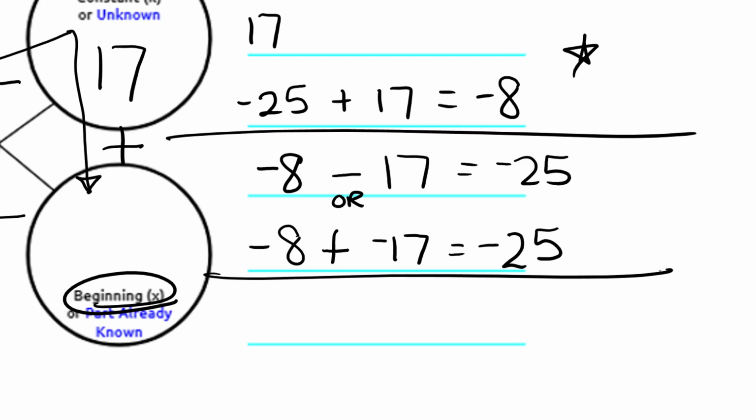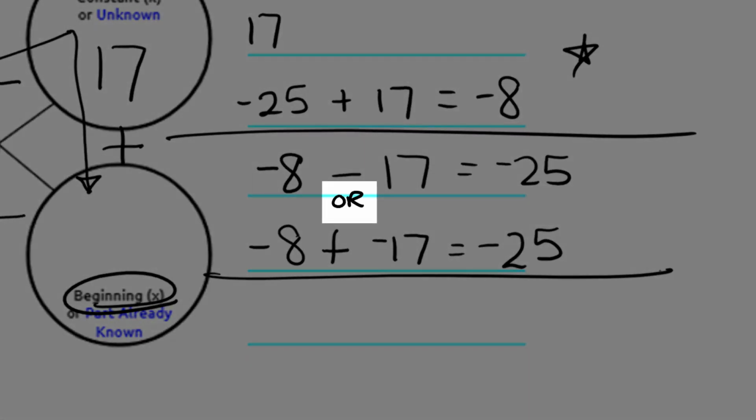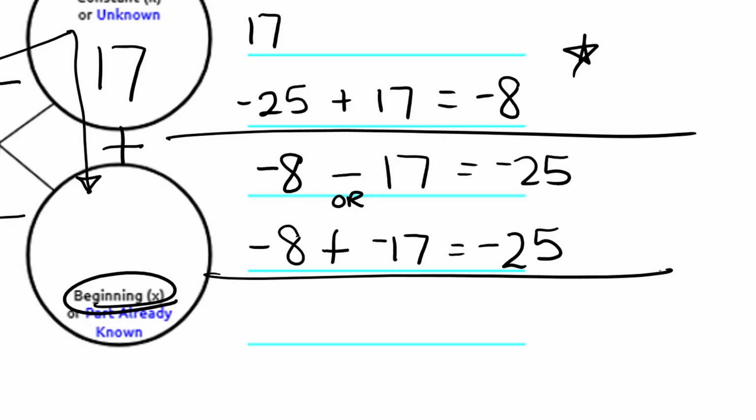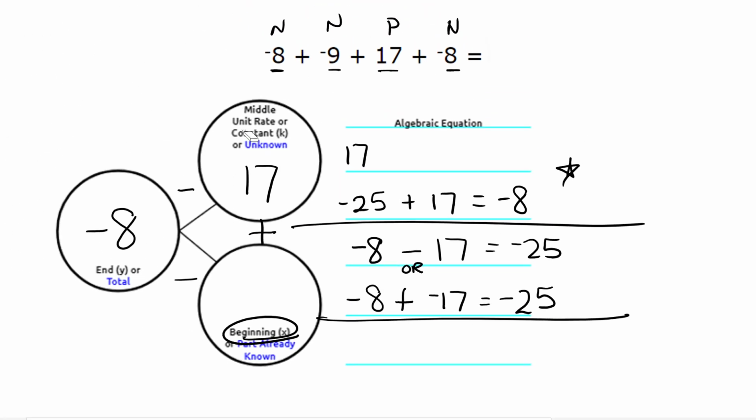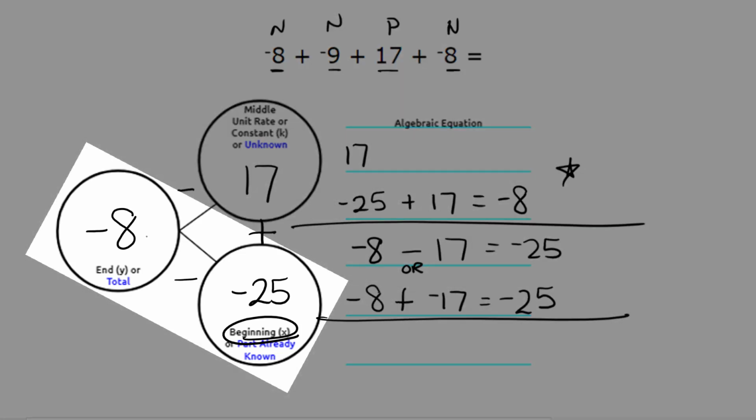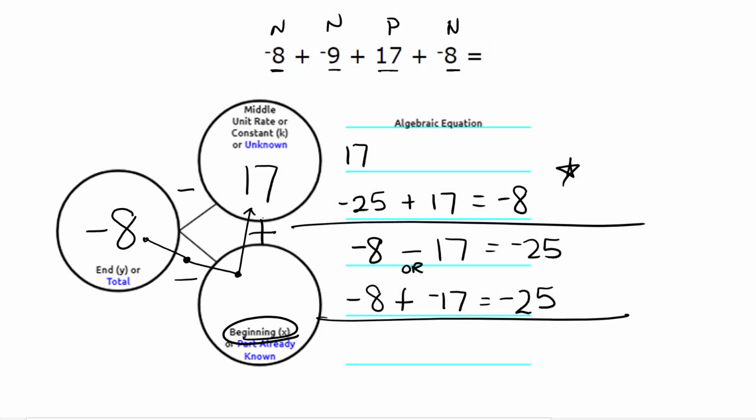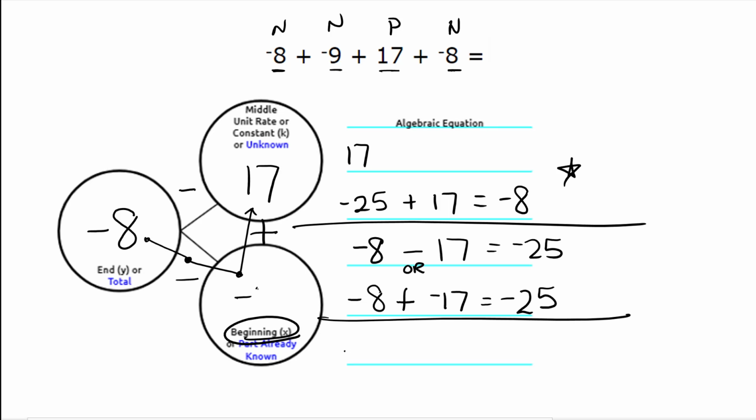I tell my students that my favorite word in math is the word or. We have to be able to see equations and expressions and a lot of other things in multiple ways. All right, the last one. If we go the opposite direction, I start with negative 8. I'm going to subtract the negative 25, and it's going to equal 17. Negative 8 take away negative 25 should leave us with 17.